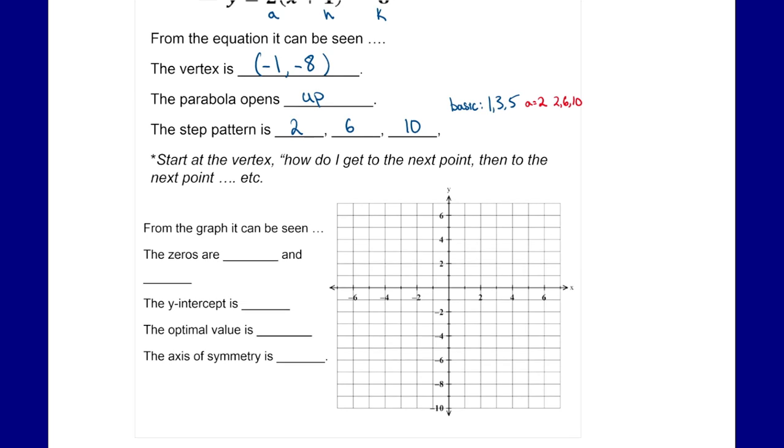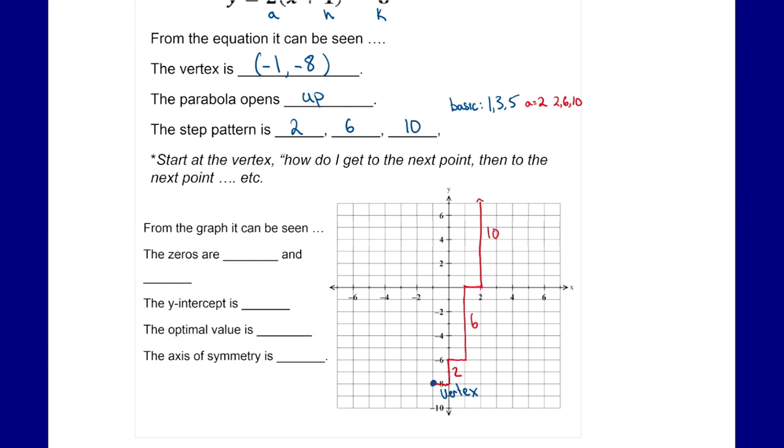So I can plot my points now, or at least my vertex: negative 1 and negative 8. Graph my vertex down here. The step pattern is going to tell us where the next points are. So I go over 1 and up 2. Then over 1 and up 6. Over 1 and up 10. And that doesn't fit on our graph, but that's okay. We'll say it goes up, so we're going up 10.